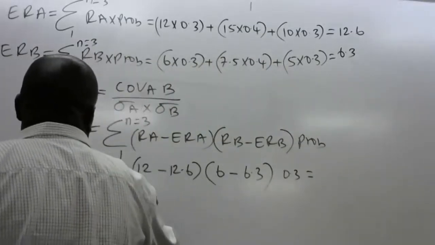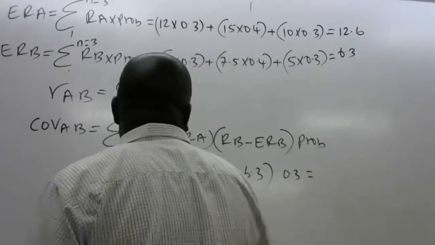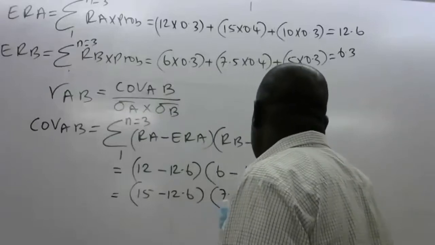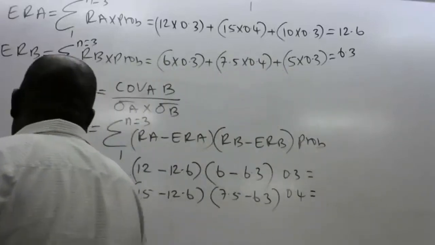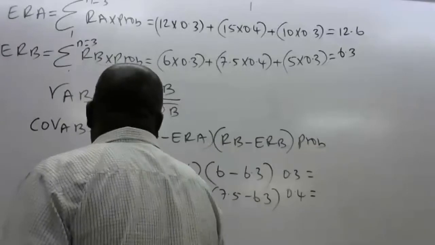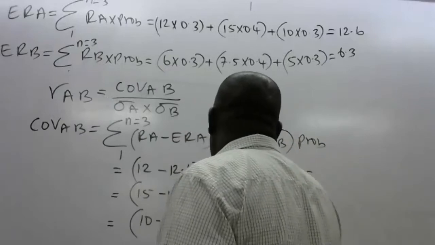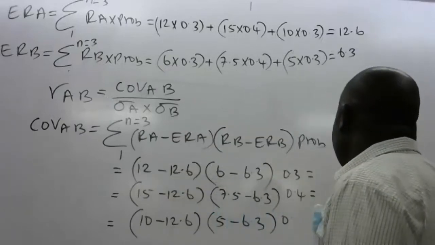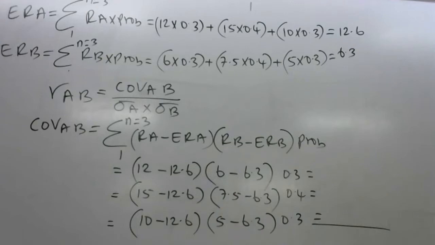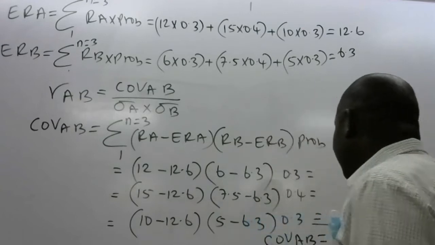We go to the second one. The second one, we have 15 minus 12.6, then 7.5 minus 6.3. Probability of it occurring is 0.4. The next one is 10 minus 12.6, and also 5 minus 6.3, the probability is 0.3. So get the total for that. That is what will give us the covariance between A and B.